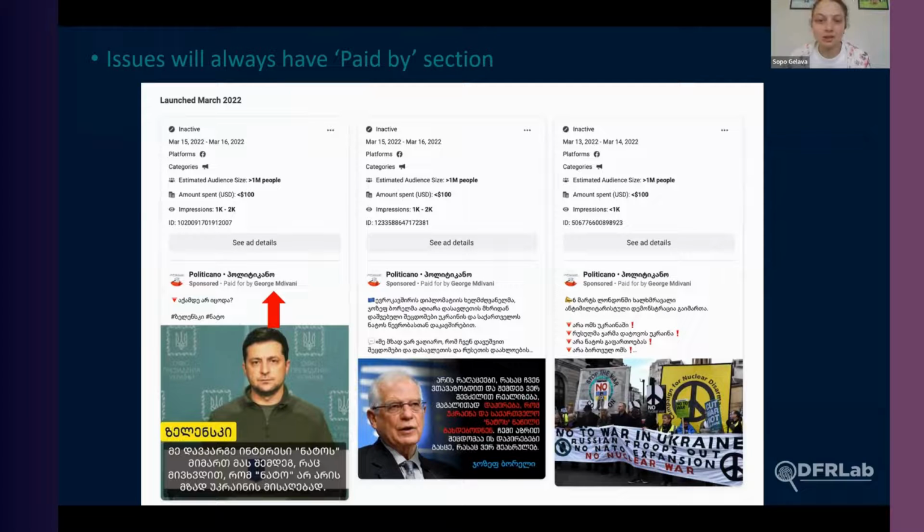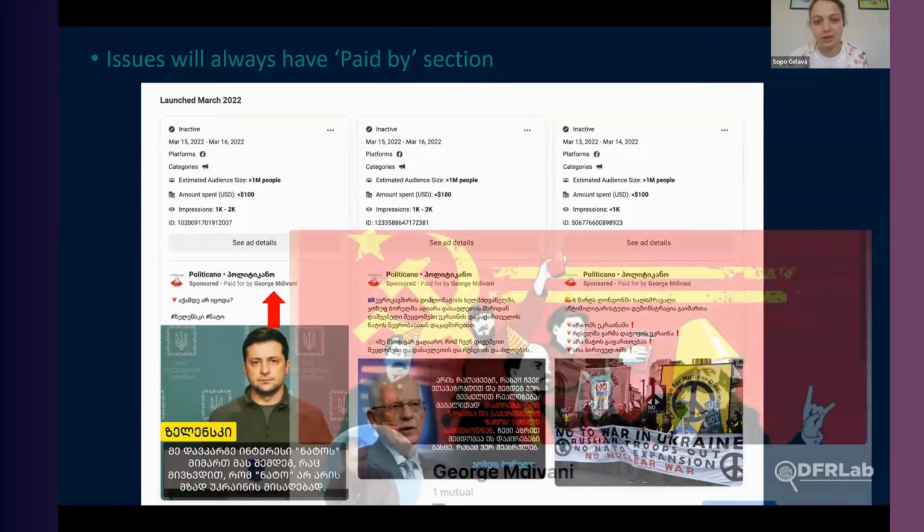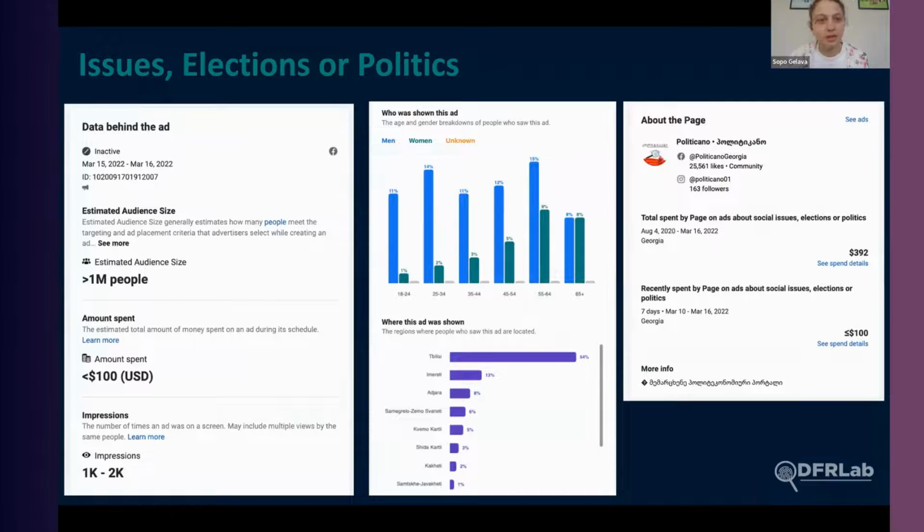Sometimes we can see that ads were removed and they are not active anymore because they violated the transparency and disclaimer policy, because everyone must indicate the information about who is paying for the post. But this policy of Facebook is not that consistent all the time. This is what I wanted to say, and this information might also be limited. This is about paid for by, and this is information about the ad.